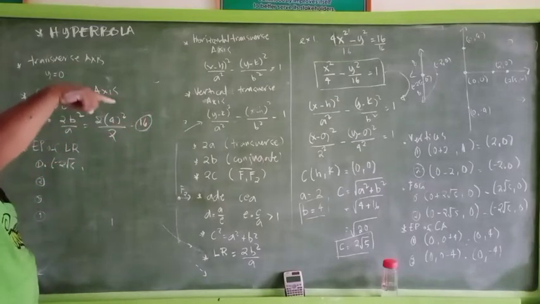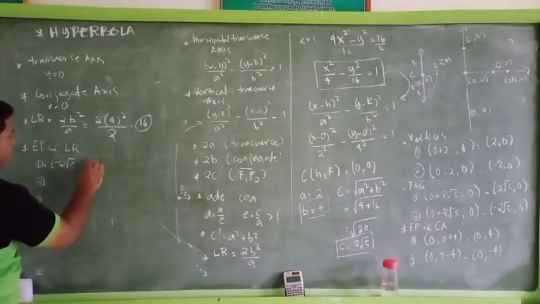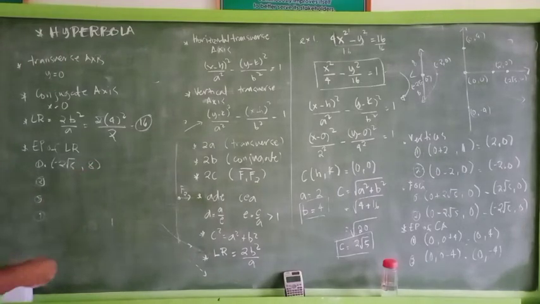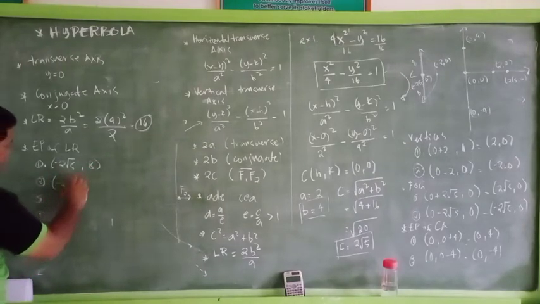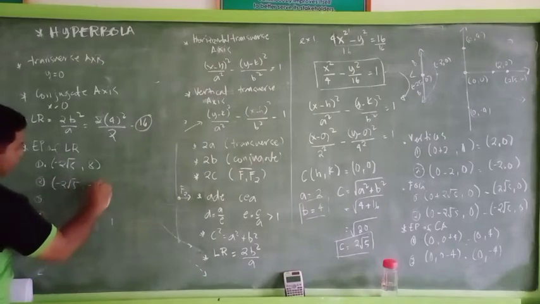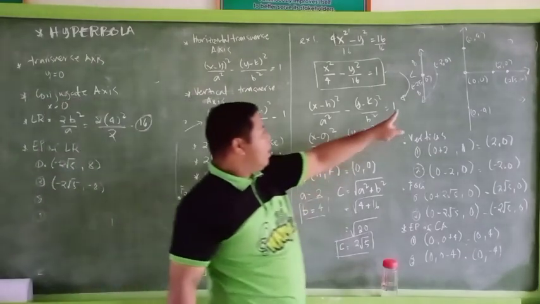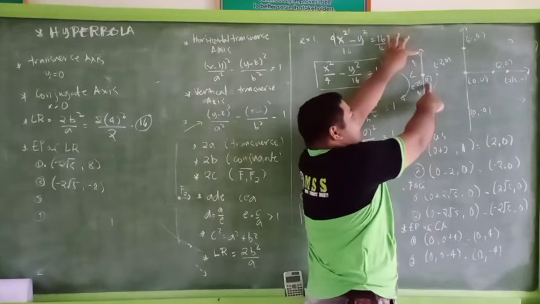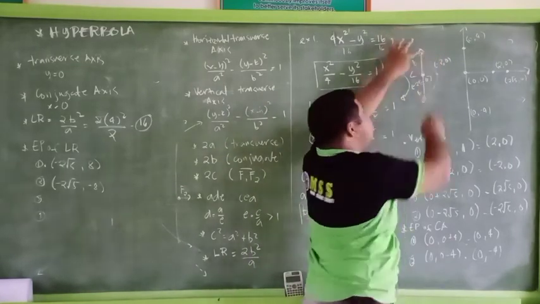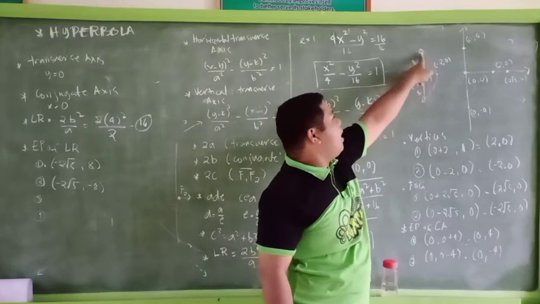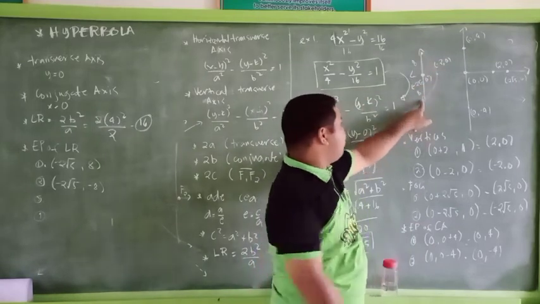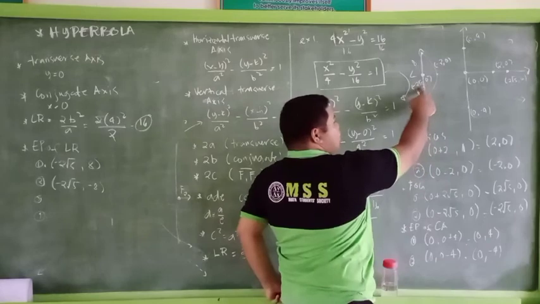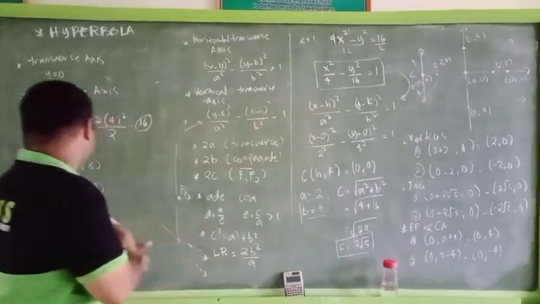So 8 units pataas, so magiging positive 8 ito. Nakuha. Tapos ito naman, negative 2 square root of 5, tapos magiging negative 8 ito. So ito, negative 2 square root of 5, tapos pataas, so mag-add ka lang ng 8 sa 0. So this point is negative 2 square root of 5 and 8. Ito naman, yung point na to, negative 2 square root of 5 tapos negative 8.